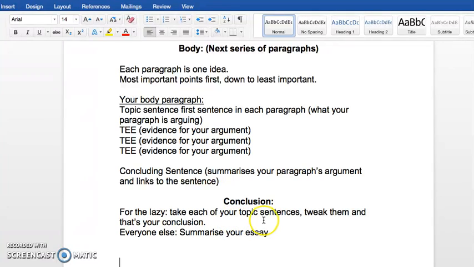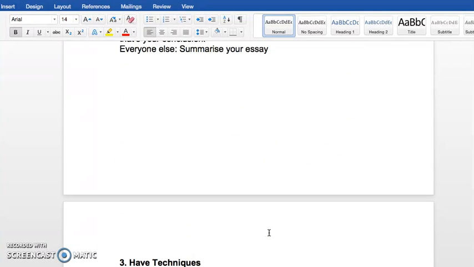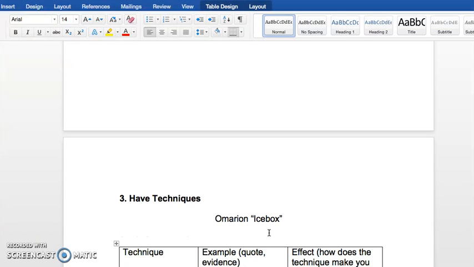Take each of your topic sentences. If you've written them correctly, they should be what you've argued about. Tweak them, and that's your conclusion. Life is easy. Now, if I lost you at TEE, I've actually created a TEE table for you down the bottom that we're going to go through together to explain step 3, which is have techniques.